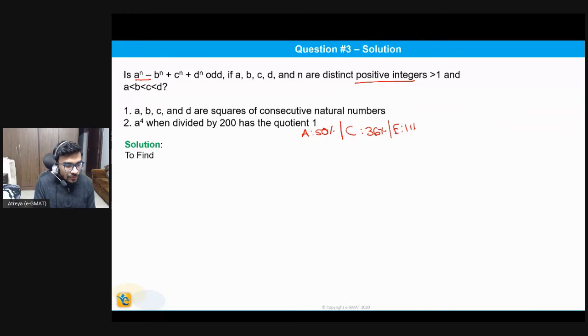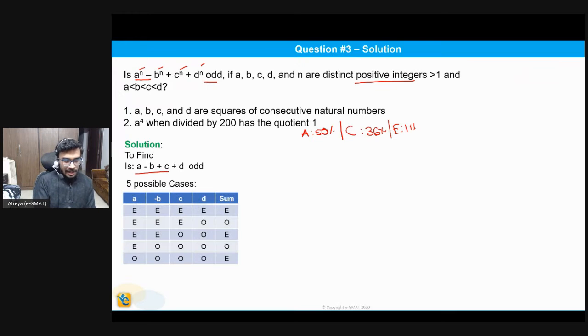We need to find out whether a to the power n minus b to the power n plus c to the power n plus d to the power n is odd or not. And we know that powers do not affect the expression. So what I would do is remove the n from here and just write the simplest expression, that is, whether a minus b plus c plus d is odd or not. Now, there are 5 possible cases for that. The possibilities are as shown below.